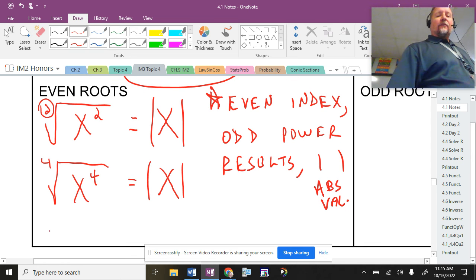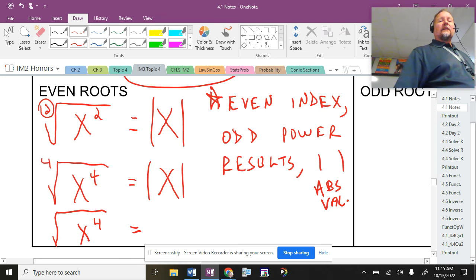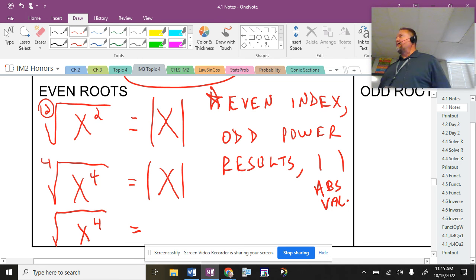So I want you to understand this. And I think you probably could get this right. What's the square root of x to the 4th? What times itself equals x to the 4th?